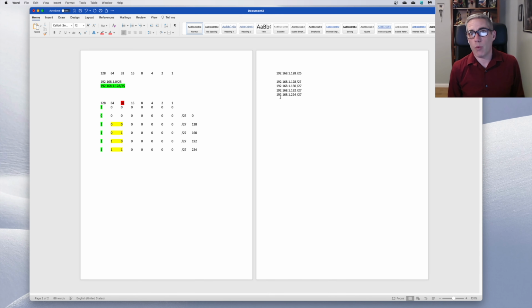And if I did the math one more time, if I didn't realize that I had 4 of these, I would get 224 plus 32 is 256. And that's too many. That's too large a number to represent with 8 bits. So it just tells me that, yes, I've gotten to the end. So that's all I do for variable length subnet mask.